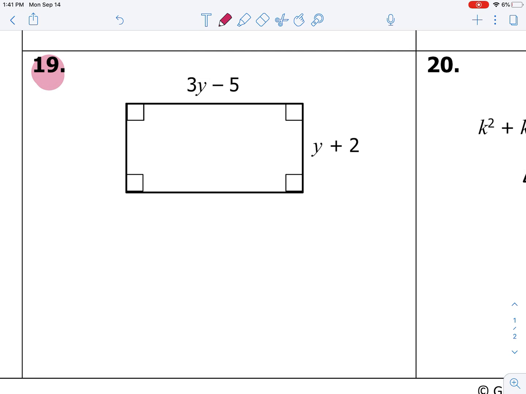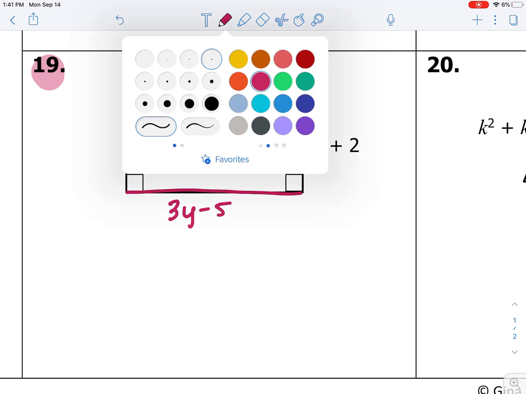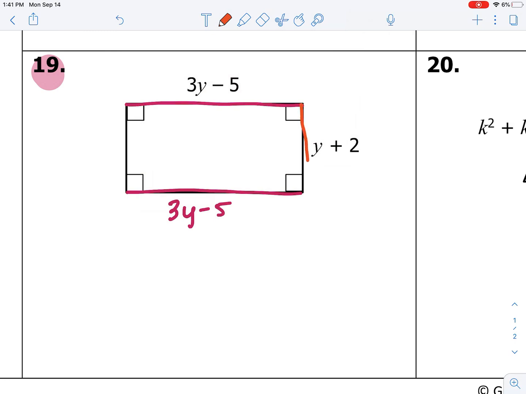For this shape, we have a rectangle, and we see that we're not given the measurement of all of the sides. But we know certain things about a rectangle. We know that this side is equivalent to this side. So I can write 3y minus 5 as the length of the bottom. And I know that this side over here is equal to this side over here. So I can write y plus 2 as the measurement of the side on the left.